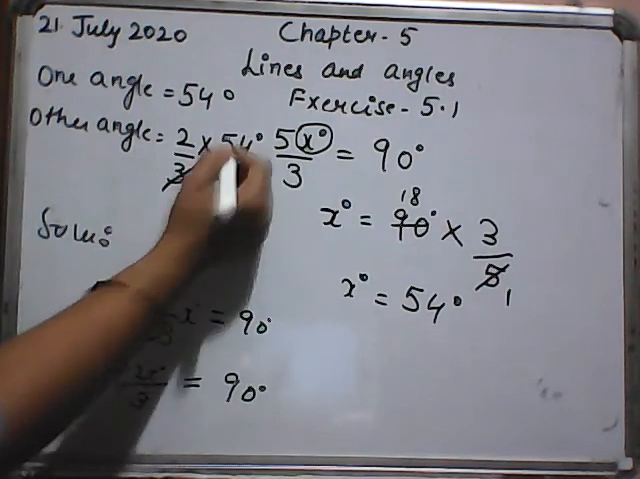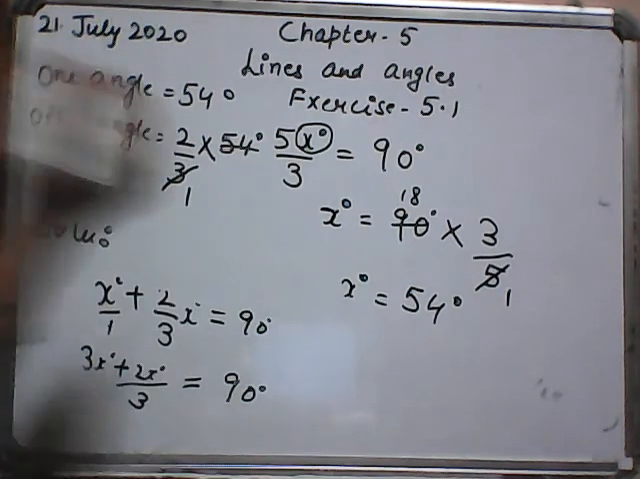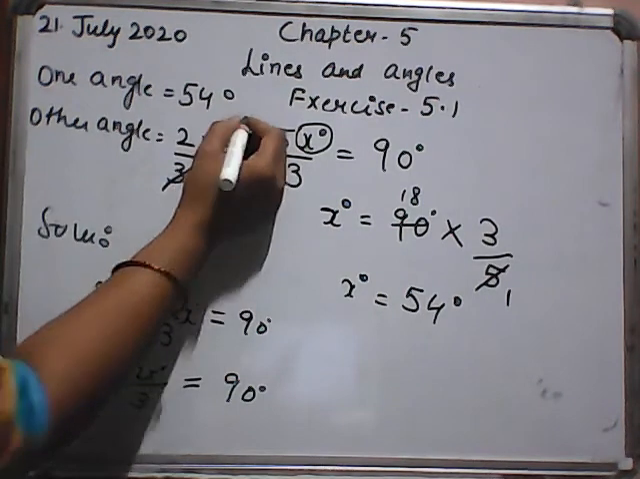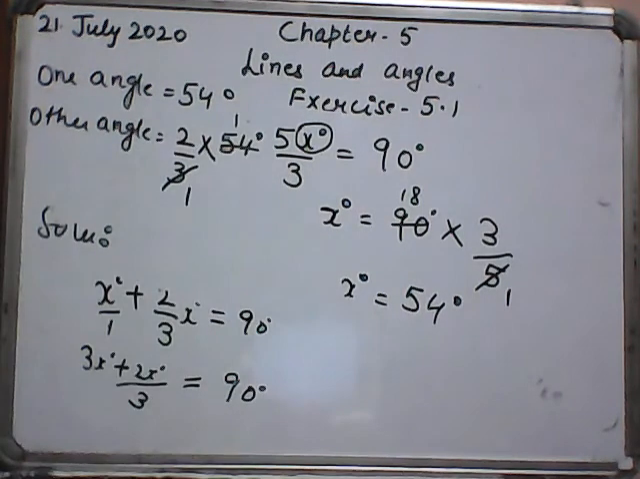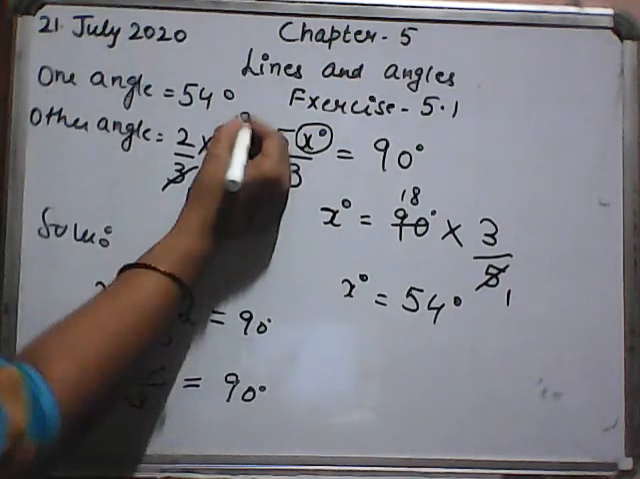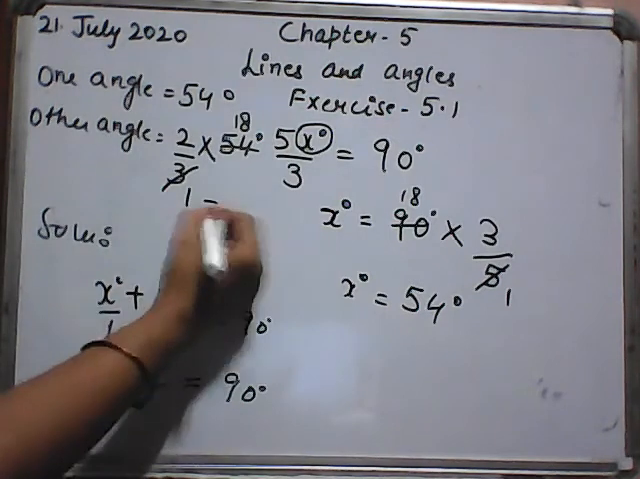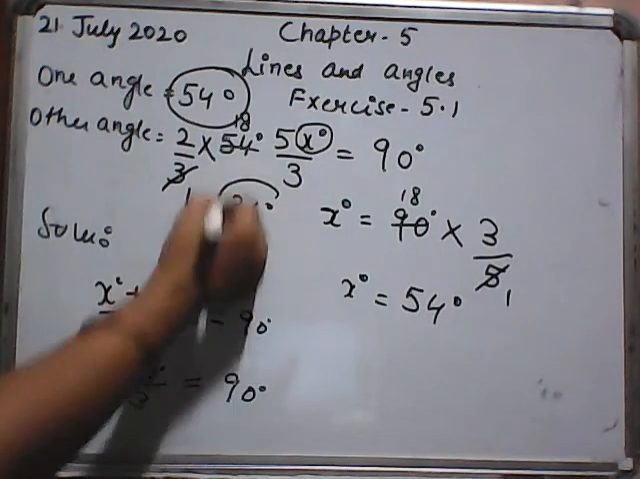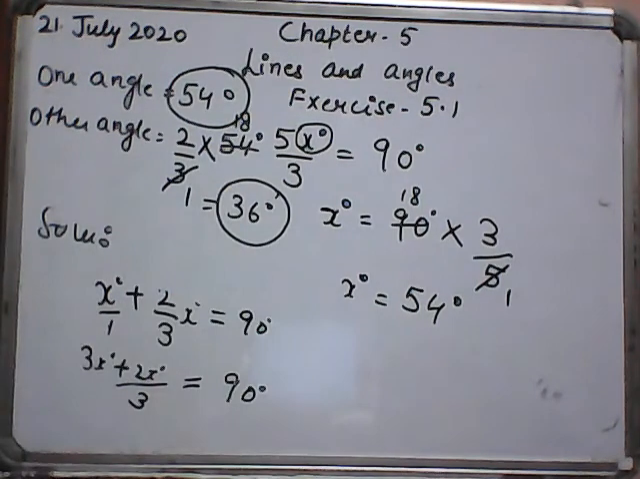Now 3 ones are 3. 18 twos are 36 degree. Now one angle is 54 degree and the other angle is 36 degree. In this way you can find the angles.